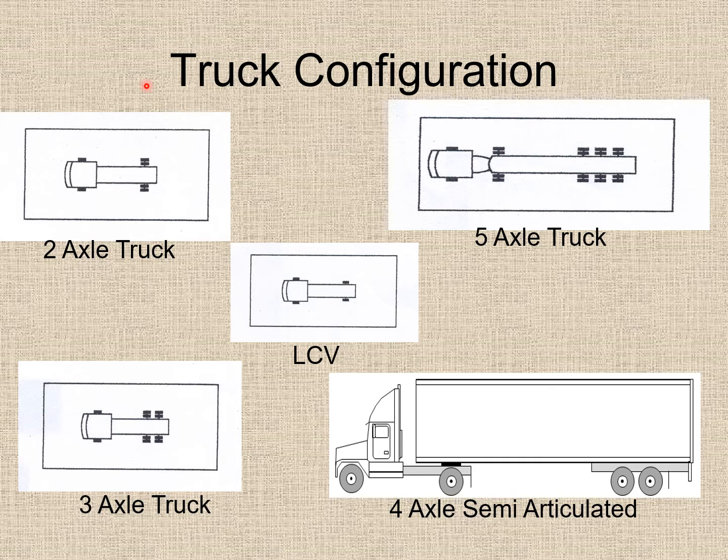Now this slide is meant for truck configuration. Here you can see, in fact, there are many truck configurations, but these are some of them. 2XL truck, 3XL truck, light commercial vehicle, again there are 2XL in that case, 5XL truck, and this is a semi-articulated truck, and this is a 4XL semi-articulated truck. That means this is the tractor and this is the trailer. So this can be detached from that. So, 4XL semi-articulated truck.